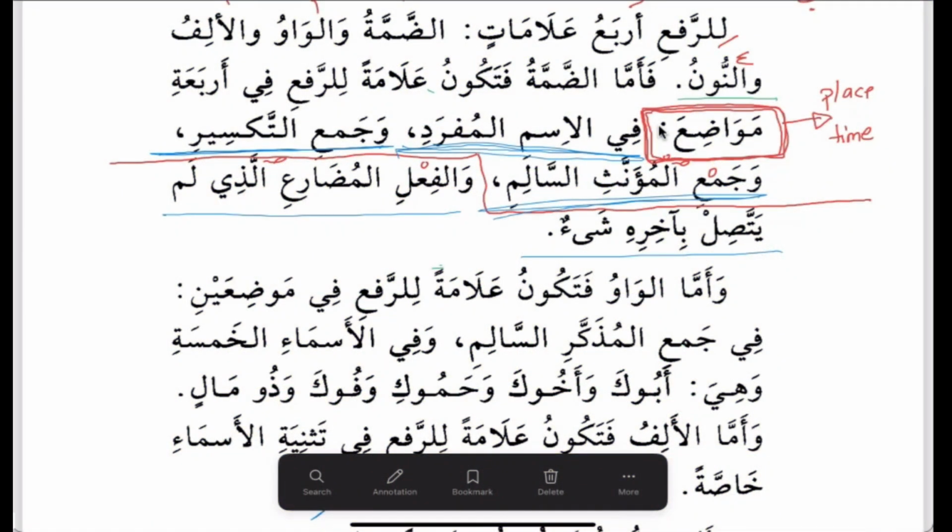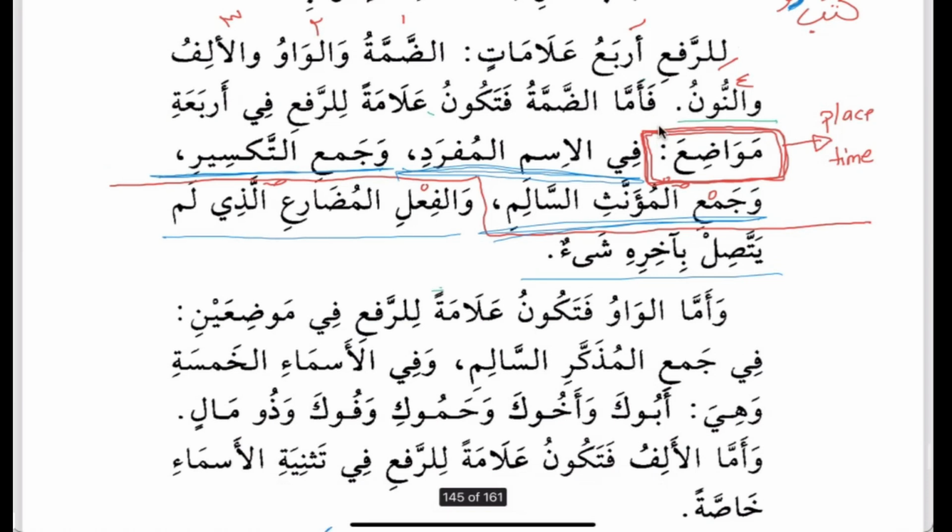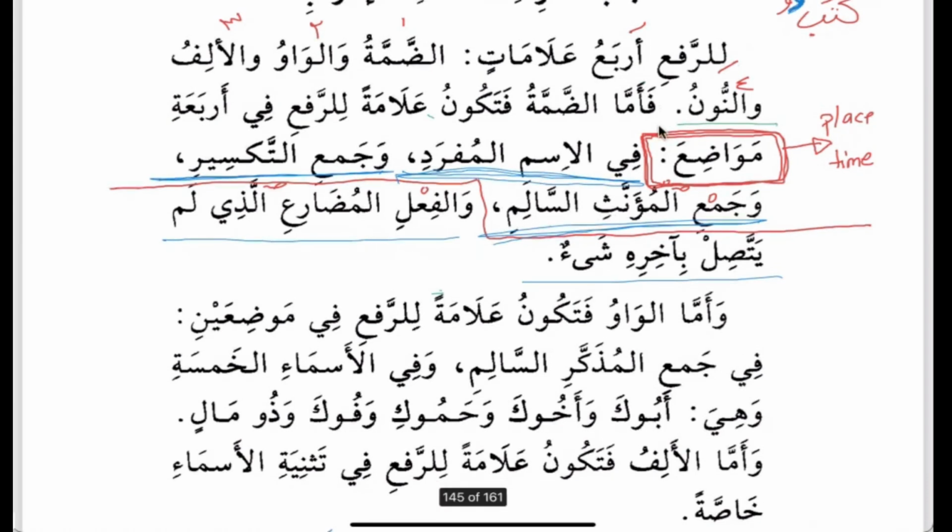Let's continue in the Matn of Al-Ajurrumiyyah. I don't have to remind you about the prestige of this text. If you finished Al-Ajurrumiyyah, you probably won't be a scholar just by finishing the Matn only, but it's very, very nice. It's like a badge or a belt.